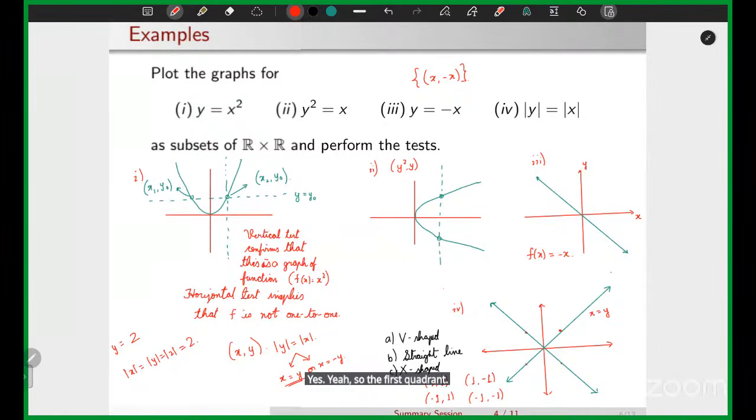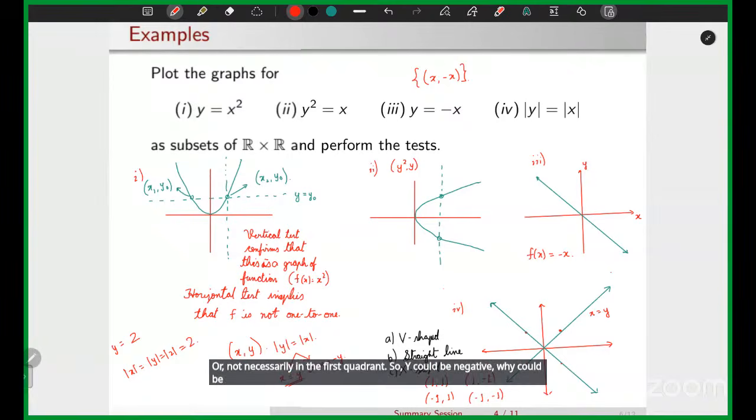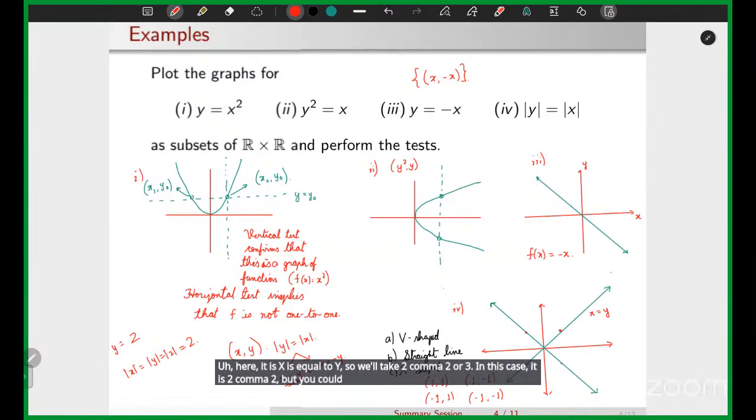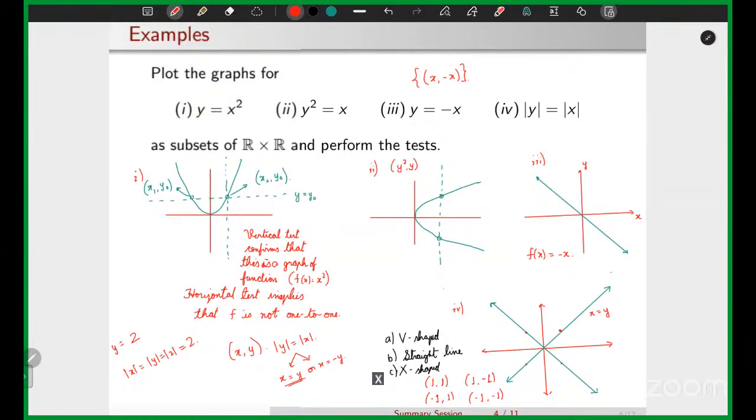So this is x equal to y, first quadrant, or not necessarily in the first quadrant. So y could be negative, y could be positive. I don't care. As long as x is equal to y, I'm good. I could even have -2, -2. That's okay for me. Or -2, 2. Here it is x is equal to y, so we'll take 2 comma 2, but as you vary y, x will also vary in such a way that x is equal to y, so first quadrant and third quadrant.